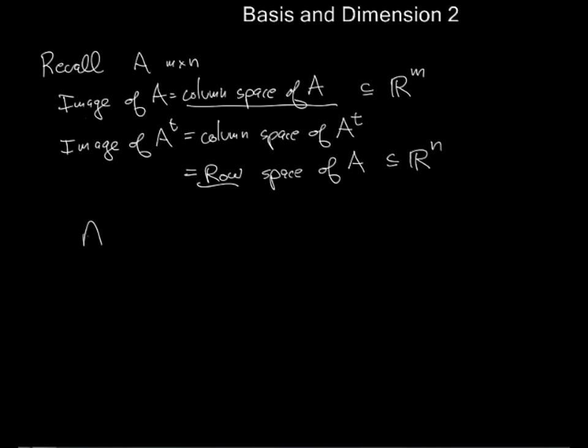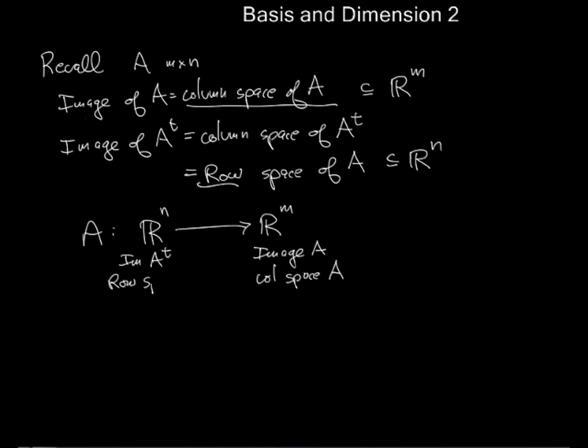So we have the following picture. We have this map from Rn to Rm. And just looking at the images, the image of A is over here. It's the column space of A. And the image of A transpose is over here, and that's the row space of A, which is the same thing as the column space of A transpose, and by symmetry we can put the column space of A transpose here. So in terms of row and column spaces, this is the picture.